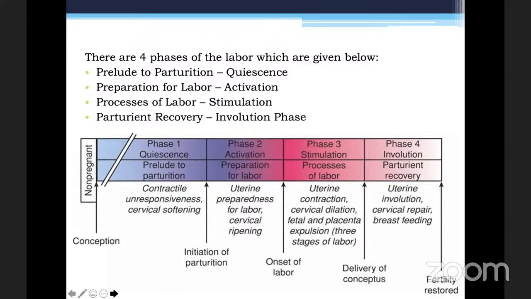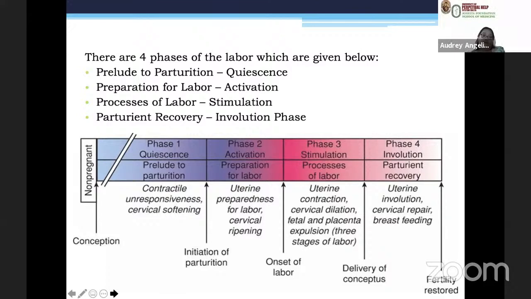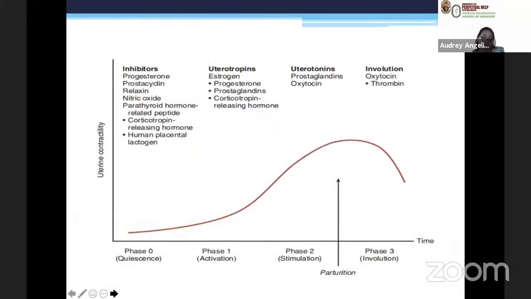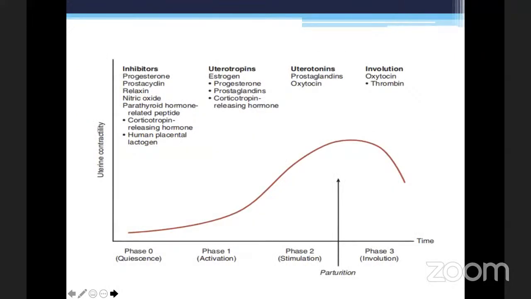And phase 4, which is the involution, denotes the parturition recovery. In this, there would be uterine involution, cervical involution, and breastfeeding. So these are the phases of labor, starting from the quiescence to involution.